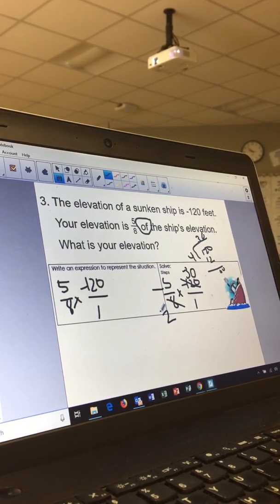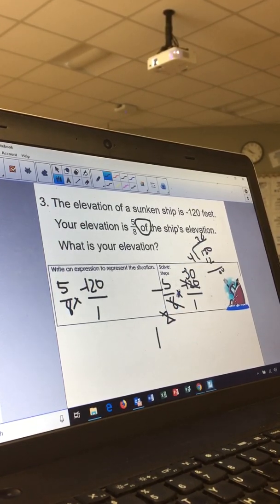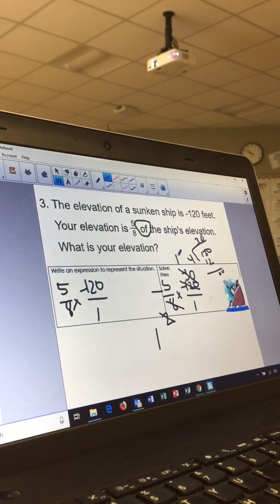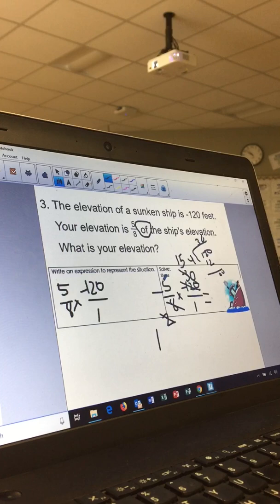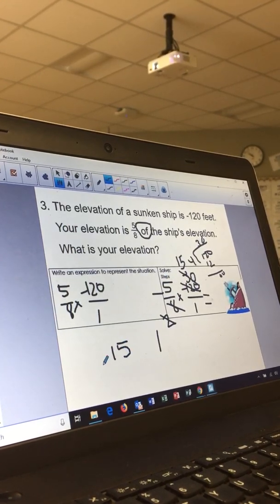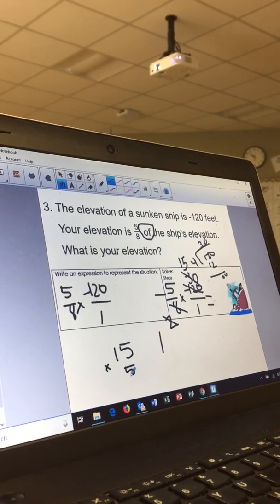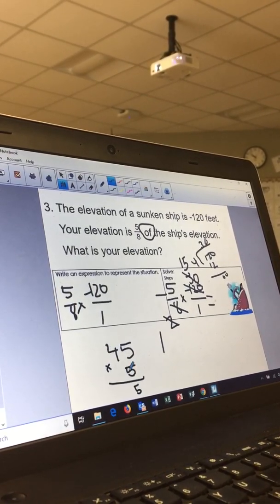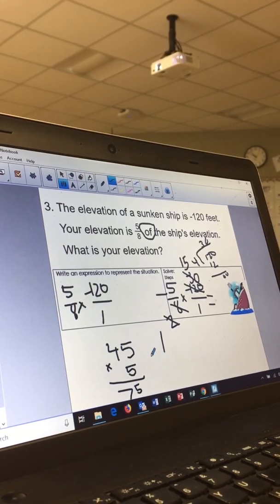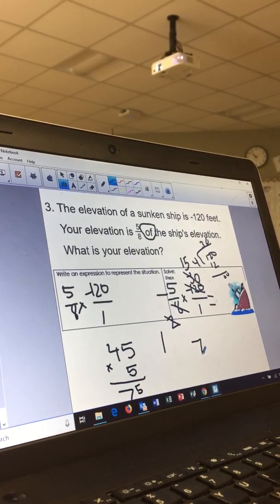I can still multiply one more time. 2 divided by 2 is 1. 30 divided by 2 is 15. All right, so then to get my answer, I'm doing 15 times 5. 5 times 5 is 25, plus 50 is 75.